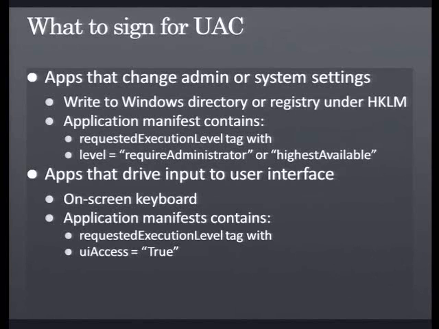Applications that drive input to the user interface also require signatures and application manifests. These applications include on-screen keyboards or accessibility applications designed to make Windows easier to use for certain users. In this case, the application manifest requires the requested execution level tag with UI access equal to true.